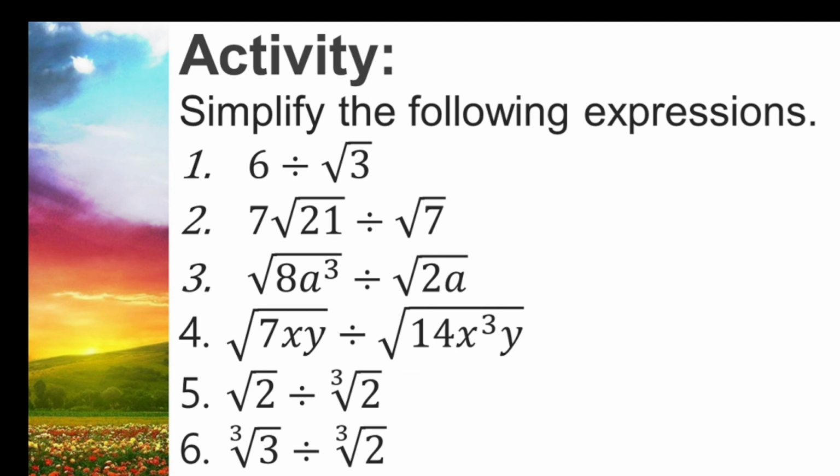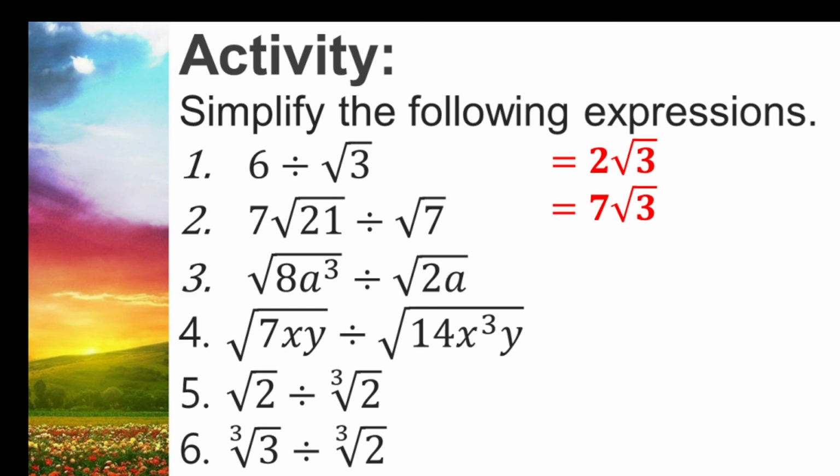Let us have number 1, 6 divided by the square root of 3. Our final answer should be 2 square root of 3. Number 2, 7 square root of 21 divided by the square root of 7. The quotient should be 7 square root of 3.